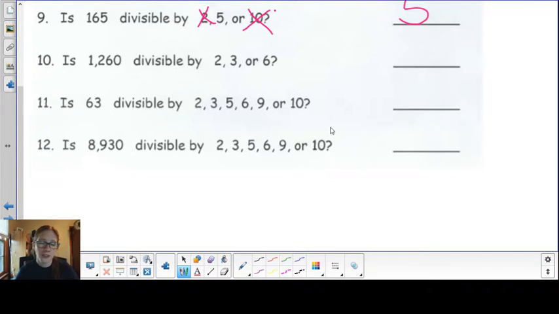1,260, divisible by 2, 3, or 6? Or remember, it could be all of them. Well, it is even. It ends in a 0. 0 is even, so we've got the 2. We have 1 plus 2 plus 6 plus 0, which remember 0 plus anything is still itself. So I get 3 plus 6, which is 9. So it is divisible by 3. And since it's both, it is 6. So here it's all.